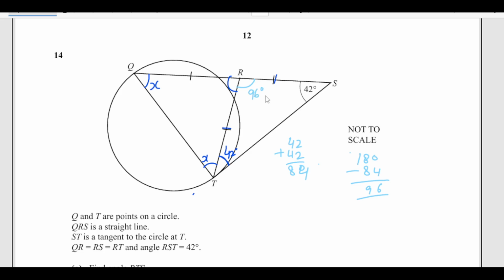Once we got this angle, now QRS is a straight line. We are given QRS is a straight line here. So that means the sum of these two angles is 180. So 180 minus 96 is again 84. So this angle is going to be 84. Now we have this angle, now we can find out the value of x.